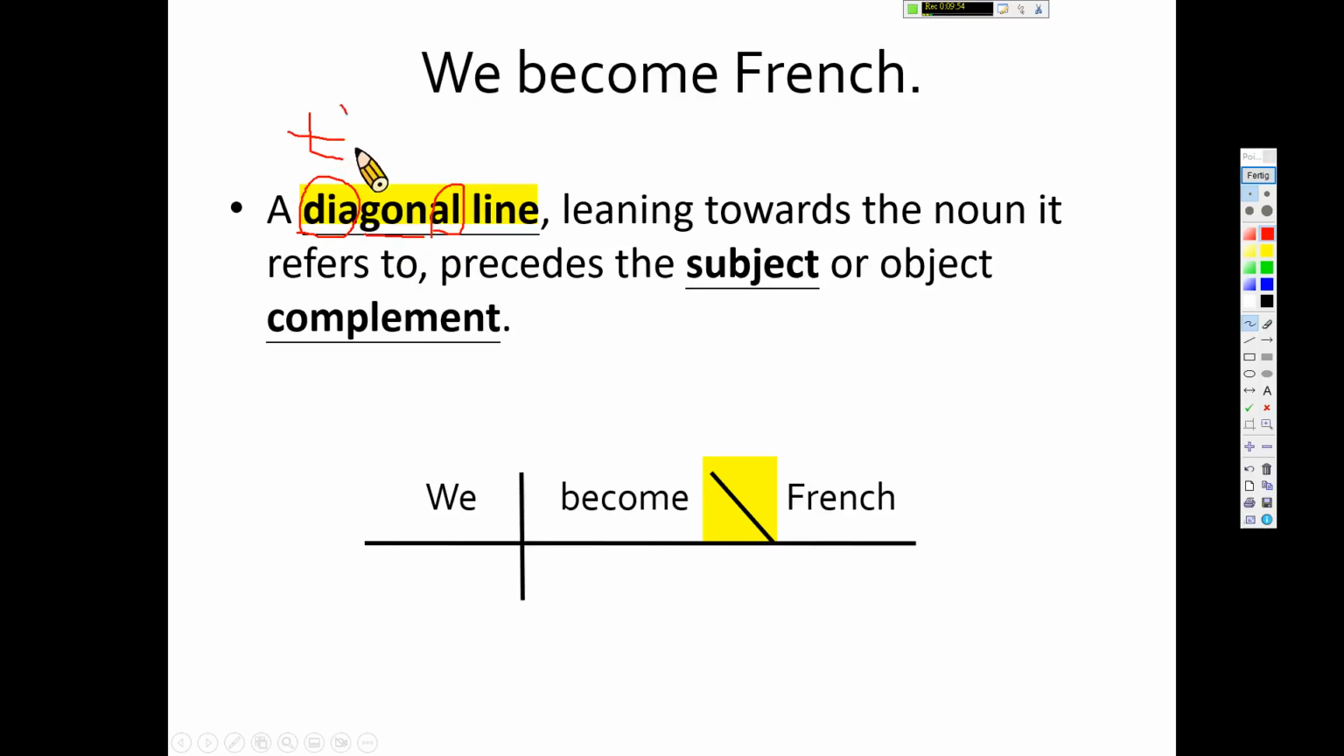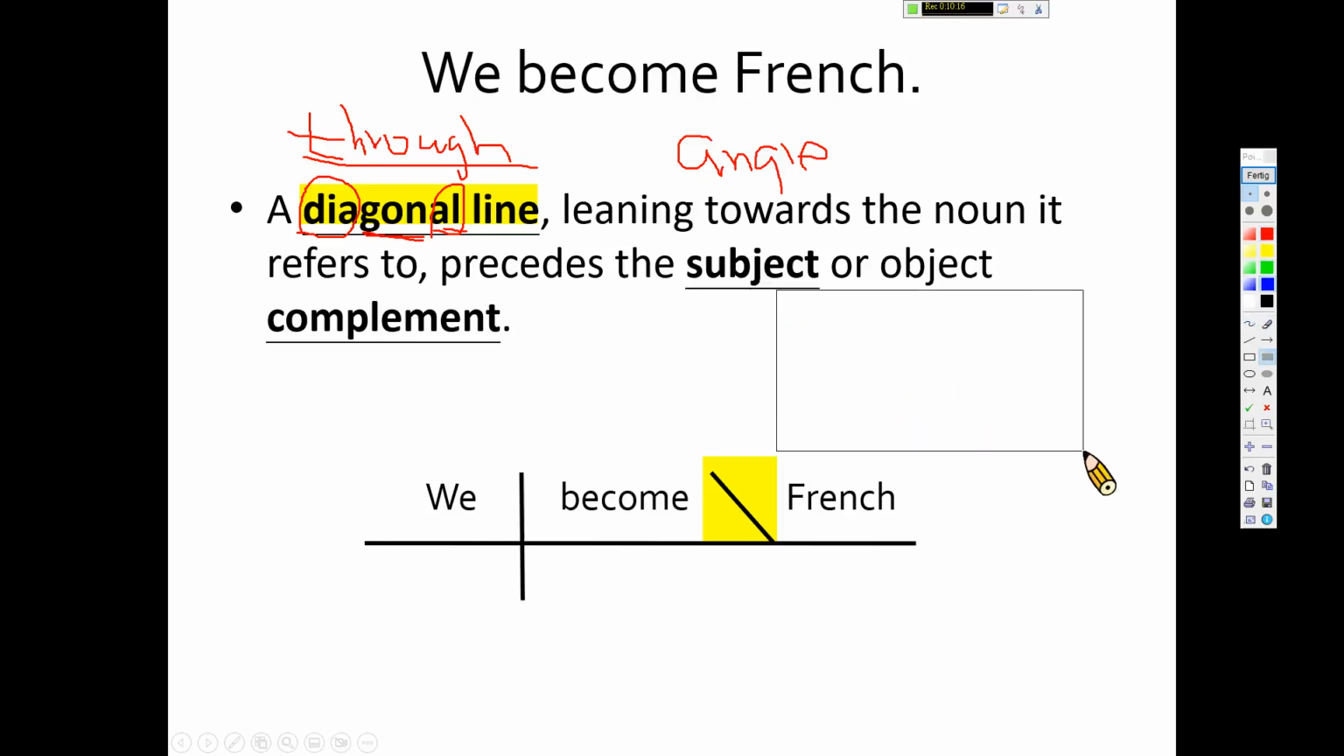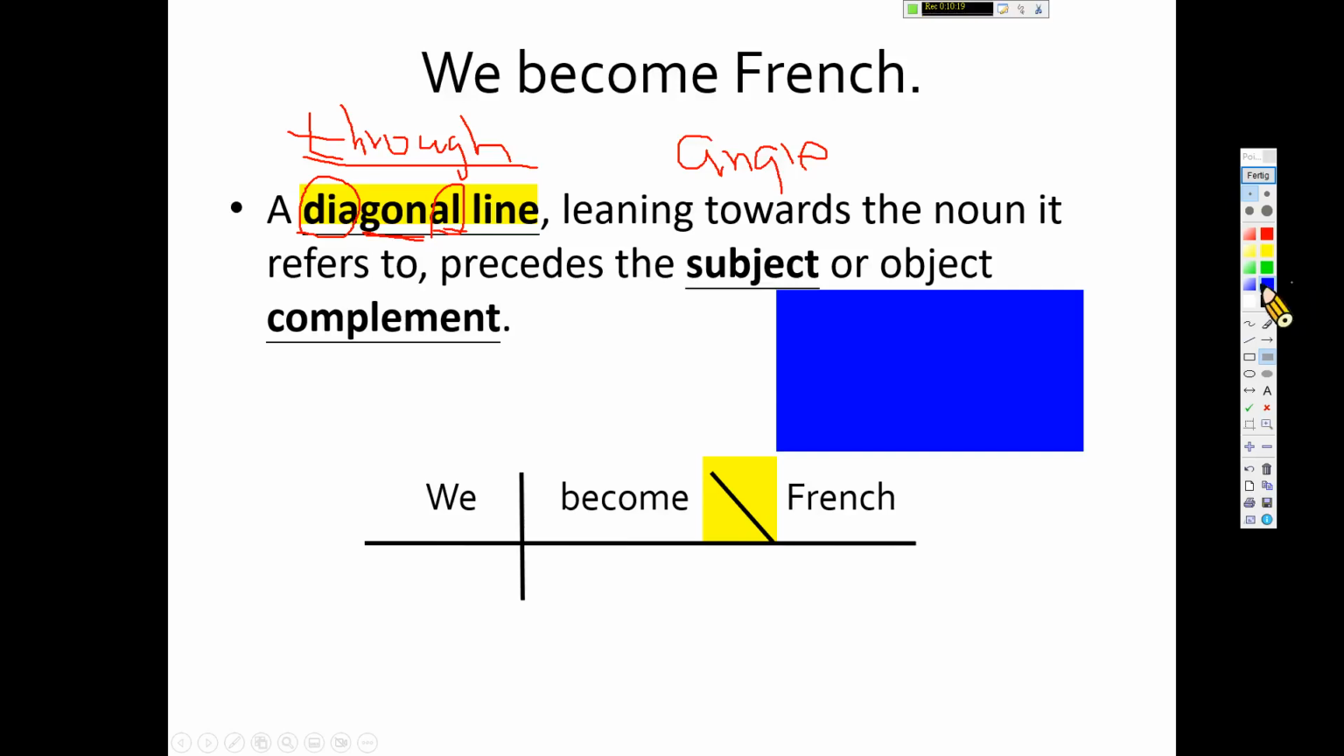dia means in Latin root, it means through. Okay, through. And gon means angle. And al means of. So basically, diagonal line refers to, this is a rectangle, right? Rectangle, and this is the diagonal line. So going through the angle from this part to this part is diagonal. So 对角线. So this is the diagonal line.